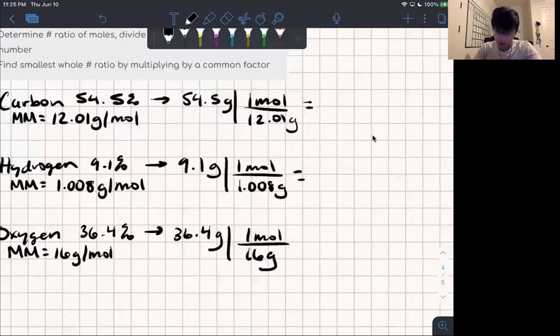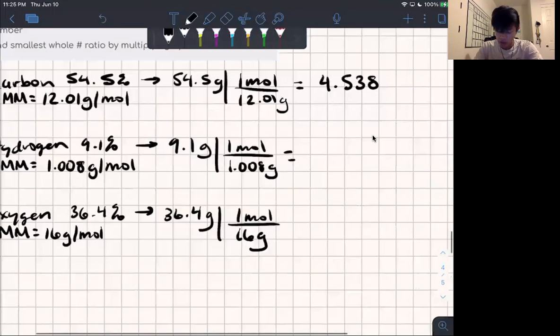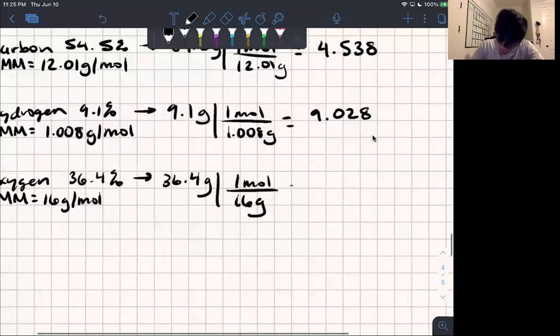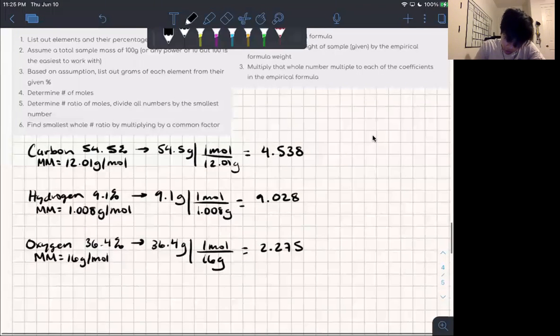So now let's calculate these things. 54.5 divided by 12.01 equals 4.538. Okay, we're estimating. 9.1 divided by 1.008 is just 9.028. And then for oxygen, 36.4 divided by 16 is 2.275. Okay, so we just did number 4.